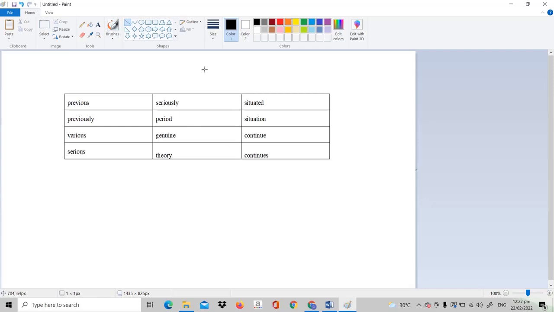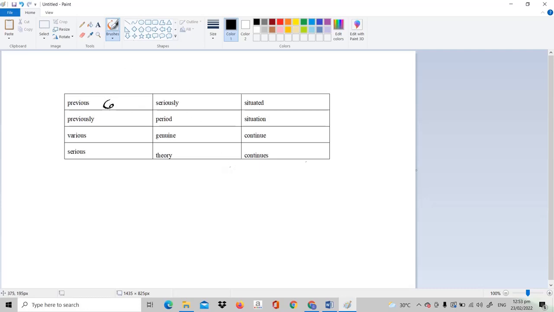Okay, so there you go. So, as I've said a while ago, si previews. O, di ba? Views. Previously, var use, you. Serious, seriously, period, genuine. Theory, situated, situation, continue, continues. Okay, so nakita ninyo, you, lahat ang narinig natin sa mga words na yan. So, let's try doing the strokes.